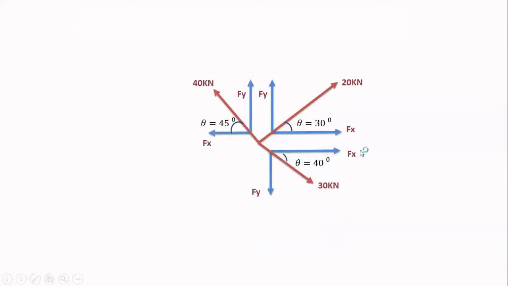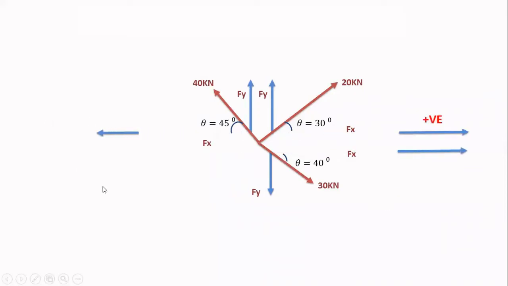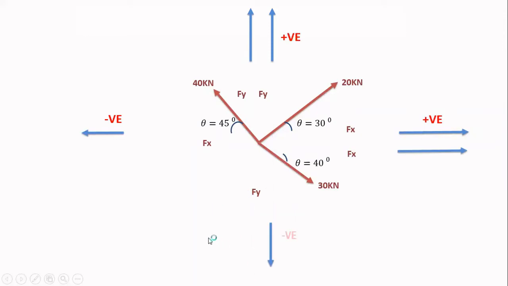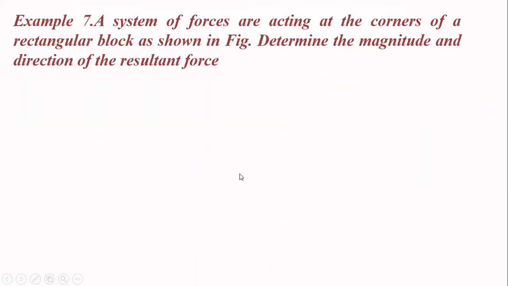Let us say once again, a right side force is considered positive. The force which is going to the left side we consider as negative. The forces which are going vertically upward, take as positive. The force which is going vertically downward, we take as negative. Very simple concept. Now let us apply this concept to this problem.